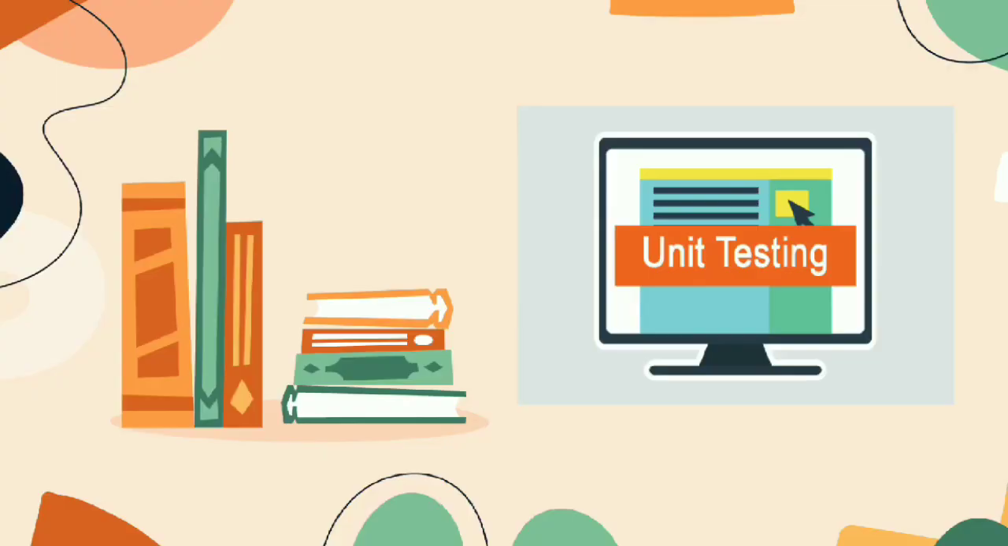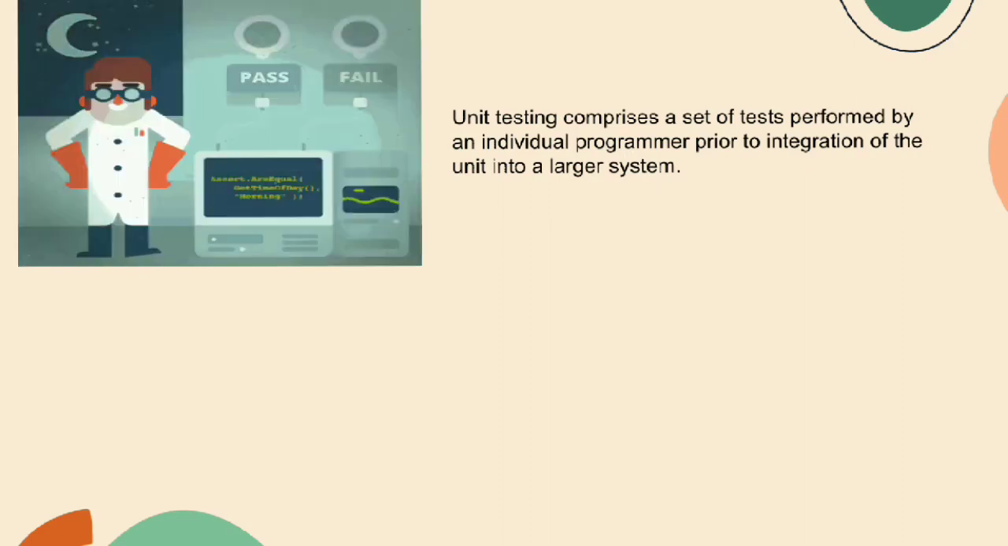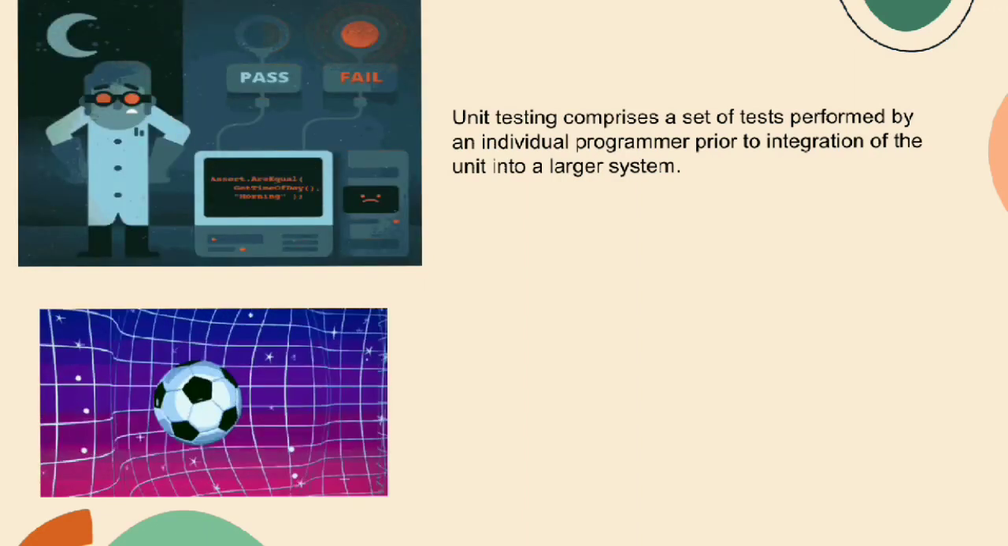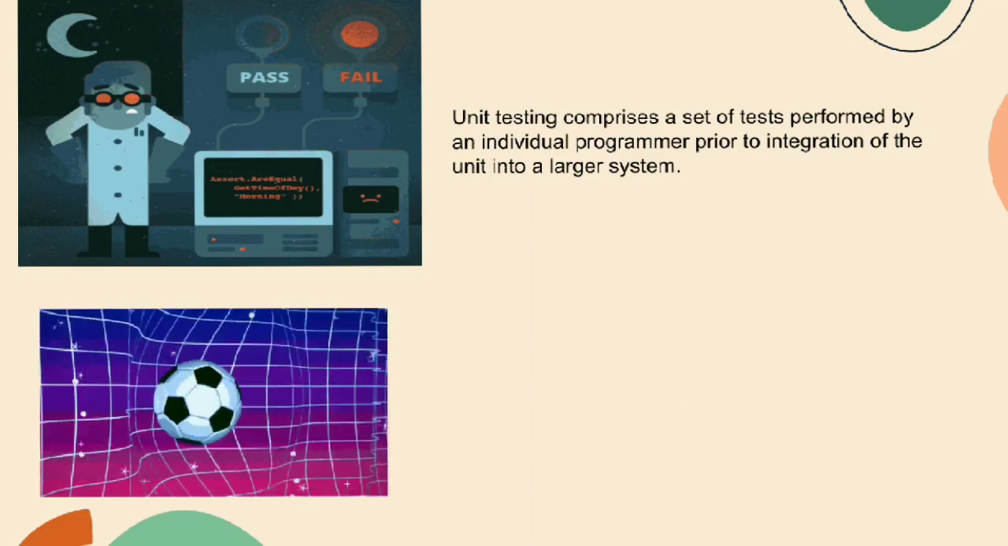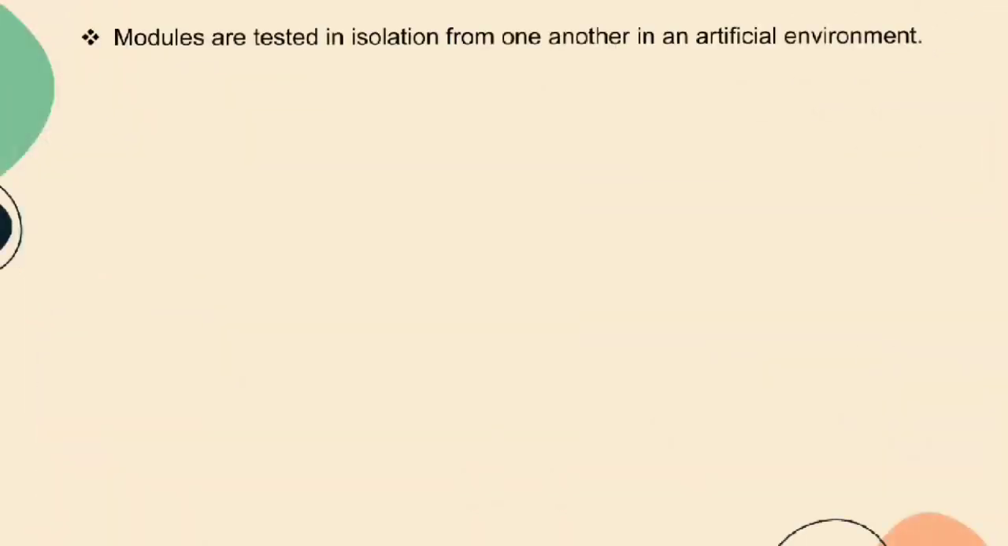Today our topic is unit testing. Unit testing, or program testing, comprises a set of tests performed by an individual programmer prior to integration of the unit into a larger system. The goal of unit testing is to discover errors in the individual modules of a system. Modules are tested in isolation from one another in an artificial environment.